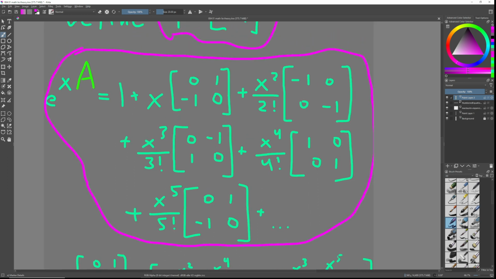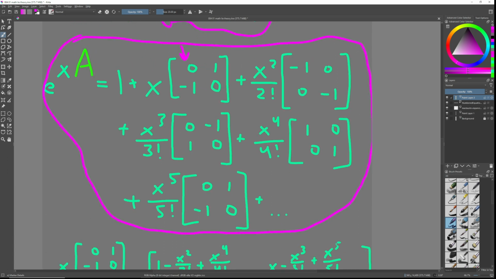Again, there are these factorial terms. This is over 1 factorial, but I didn't write it. It's just 1. So we have over 2 factorial, over 3, 4, 5, and so on. We have x to the first power, x squared, x cubed, x to the fourth, fifth, and so on. And these are a squared, a cubed, a to the fourth, a to the fifth. I just plugged in the matrices that we already calculated, and we get this.